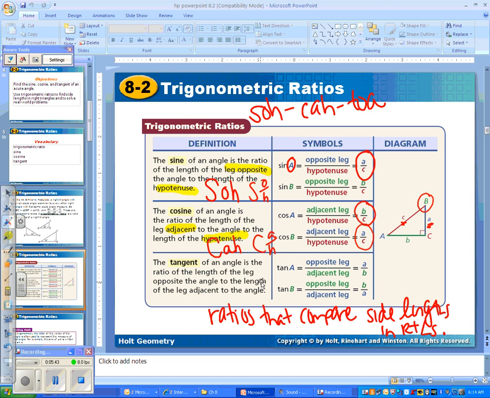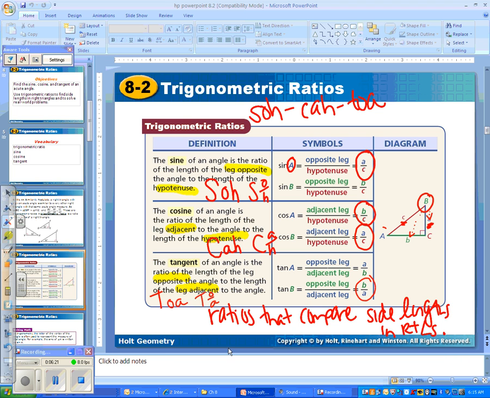Again, it's a trig ratio. It's just a ratio that compares side lengths in right triangles. That's it. The last one is tangent, and tangent compares the leg opposite the angle to the leg adjacent to the angle. So no hypotenuse in this one, and T stands for opposite over adjacent. So you could write it like this, or you could write it like this. If I wanted to know what the tangent of angle B is, it's comparing the side opposite, which is B, over adjacent, which is A. So that's how they got B over A for tan B.